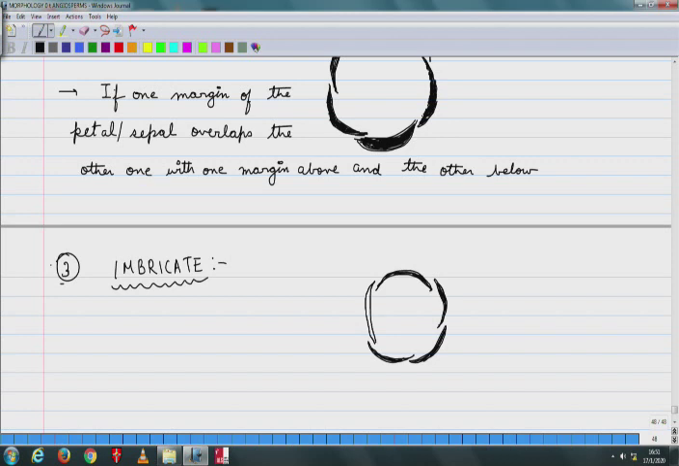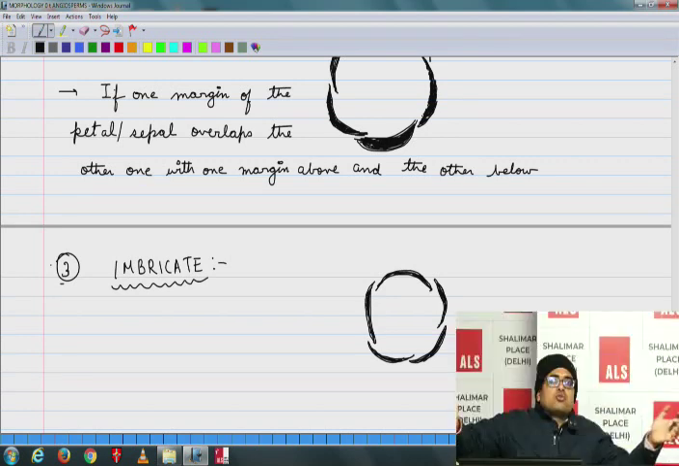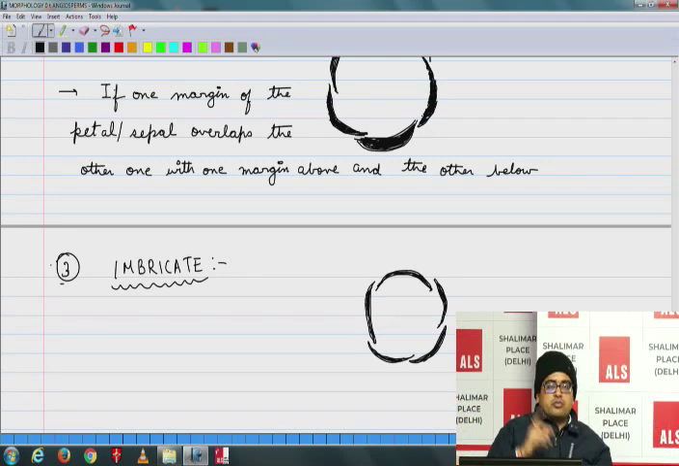Some petals are there in a clockwise pattern, and some petals are there in an anti-clockwise pattern. From the third petal, from the fourth petal, this arrangement changes completely. You can also say in this type of arrangement, one petal has both margins on the inside, and one petal has both margins on the outside. So the margins of one petal will be completely inside, and the margins of another petal will be completely outside. Both are different petals.